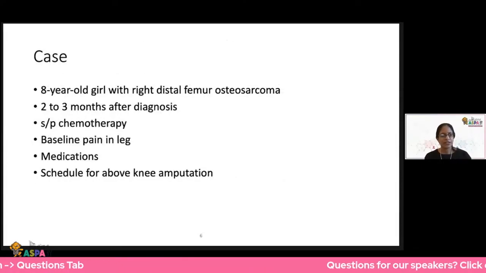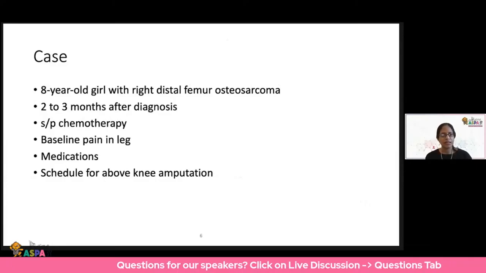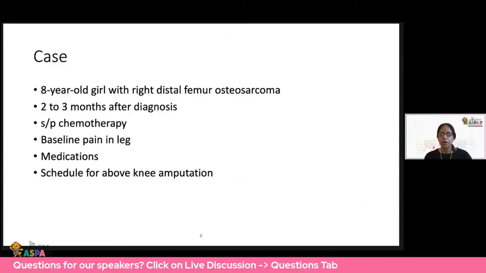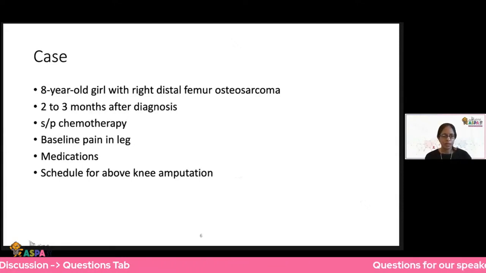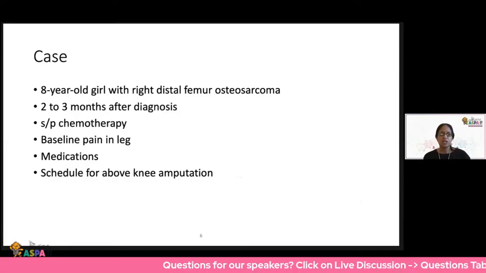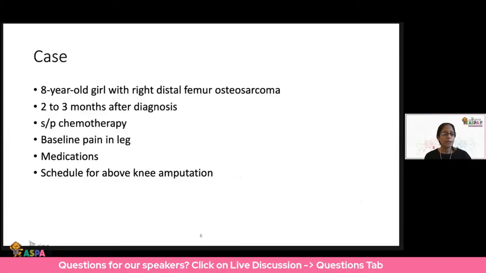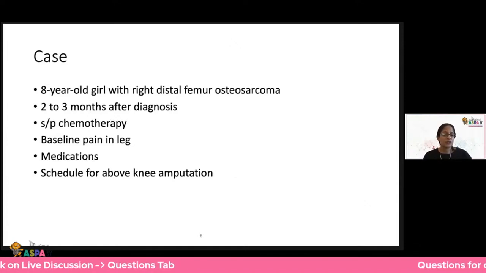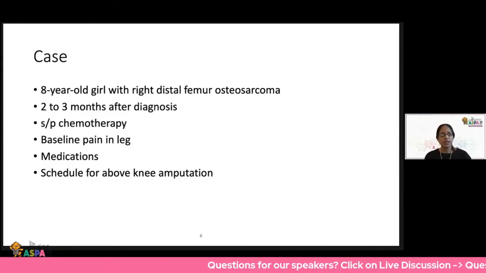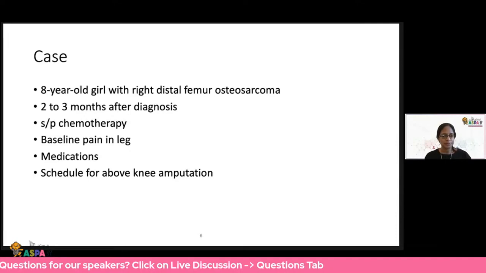Let's return to the case of little d. Let's assume she's an 8-year-old girl and has a right distal femur osteosarcoma. We're meeting her preoperatively. She's about 2 to 3 months into her diagnosis. At this time, she's met with numerous physicians and caregivers. She's undergone chemotherapy. Maybe she still has some baseline pain in her leg. Maybe she's taking medications for that pain, such as a neuropathic pain medication or other medications. And those medications might need to be adjusted before the surgery.